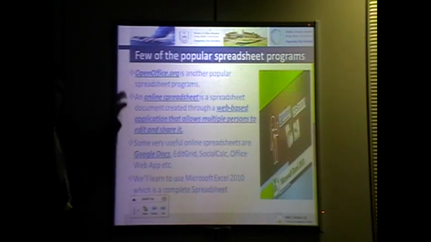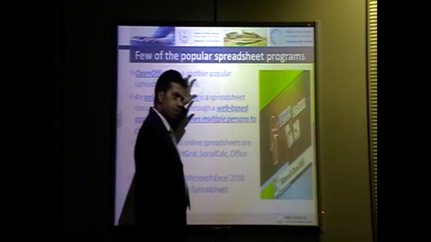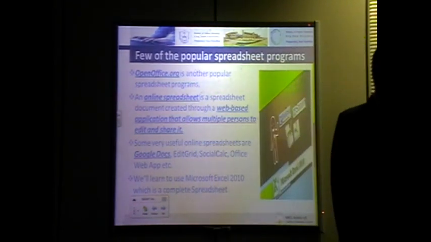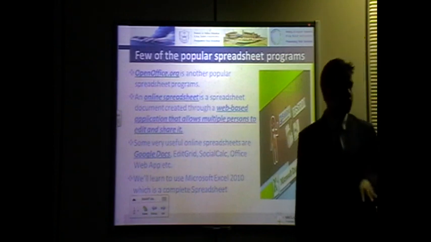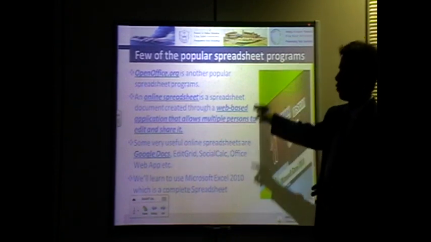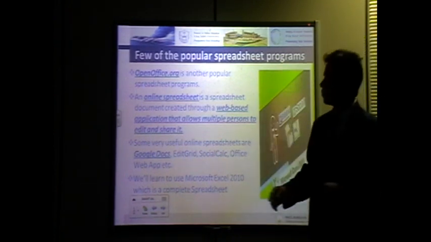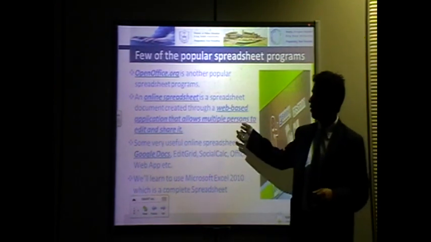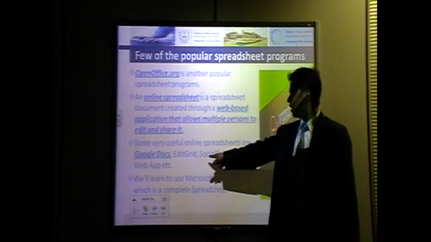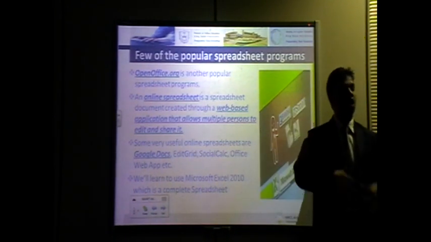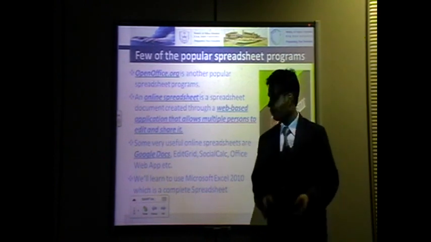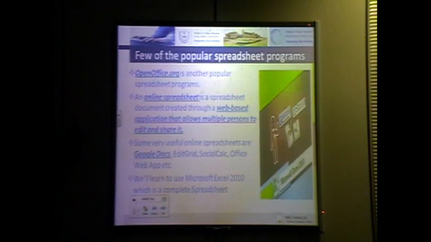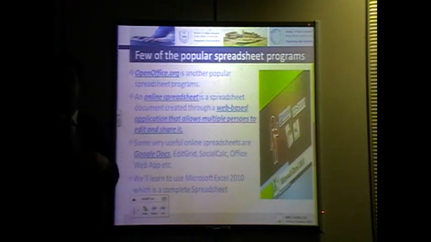OpenOffice.org is also a spreadsheet program. It comes with Linux. It is free of cost. When you install the Linux operating system, you will get OpenOffice.org. Online spreadsheets are also there, provided by some websites like Google Docs, EditGrid, SocialCal. These are online spreadsheet software. We will learn to use Microsoft Excel. Our aim is to learn MS Excel.